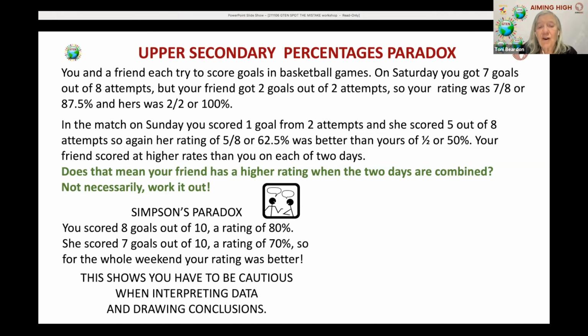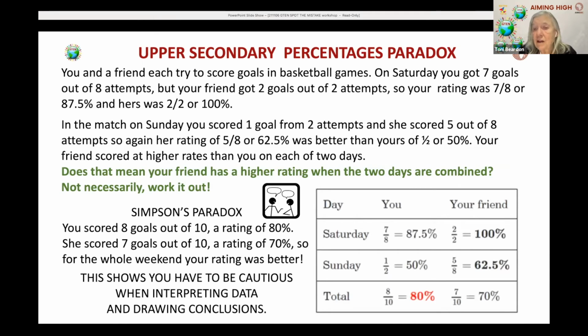It shows that you have to be cautious when you're interpreting data and drawing conclusions. And very often when we're drawing conclusions, we draw the wrong conclusions. And now here, what happened is given in the table. If you compare the table with what's written above, you'll see it is exactly the same. You got 7 out of 8 on Saturday and 1 out of 2 on Sunday, altogether 8 out of 10. And your friend got 2 out of 2 on Saturday, 5 out of 8 on Sunday, altogether 7 out of 10. So she did better on both days separately, but you did better over the weekend taken as a whole.